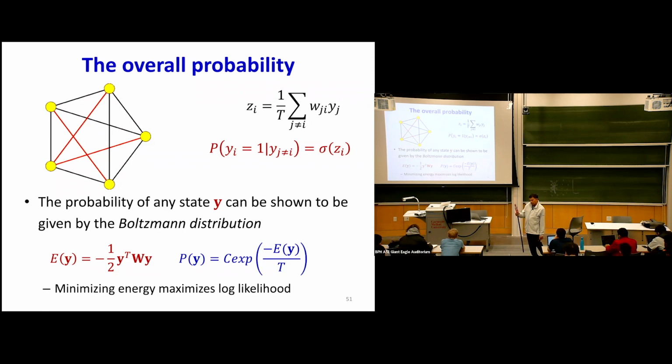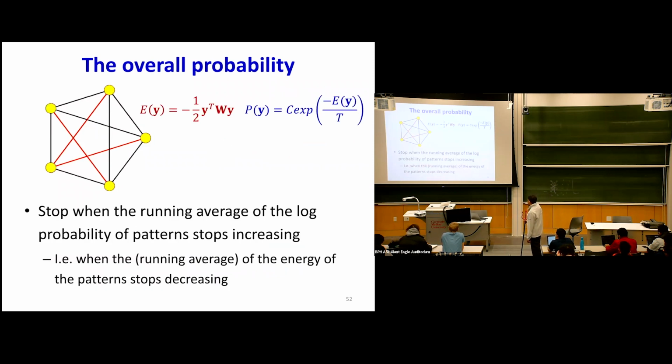It's going to keep bouncing around, but as the network evolves, you're going to find that it's going towards, on average, lower and lower energies, and it's going to flatten out. When this has come down sufficiently, the network is going to stop evolving. So stop when the running average of the log probability of the patterns stops increasing, or when the negative log probability stops decreasing, right?